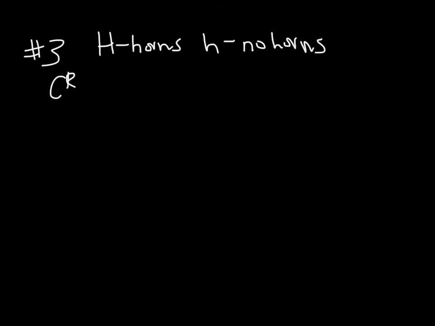Question number 3 on genetics 2 actually combines question 2 with an additional gene. So it says cattle have a second gene for horned versus hornless cattle. The allele for horns is dominant, so I'm going to make an H for horns, which means little h is no horns. And if you recall, our CRCR was the red, CRCW was the roan, and CWCW is the white.